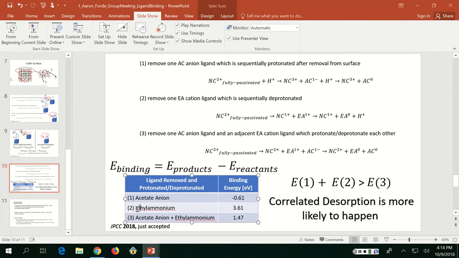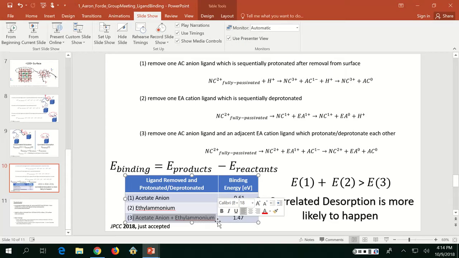And then the second calculation, just removing the ethyl ammonium and then deprotonating it. That had a positive binding energy of about 3.61 eV. So that indicates that the charge attraction is pretty strong regardless of whether it's protonated or deprotonated. And then if you add these two together, you get the uncorrelated desorption energy, which would be 3 eV.